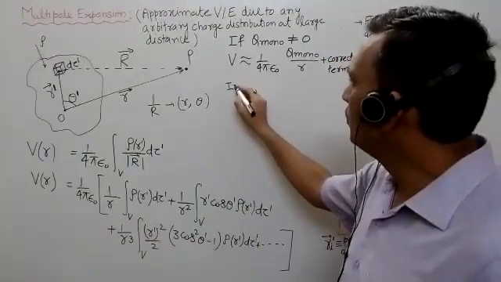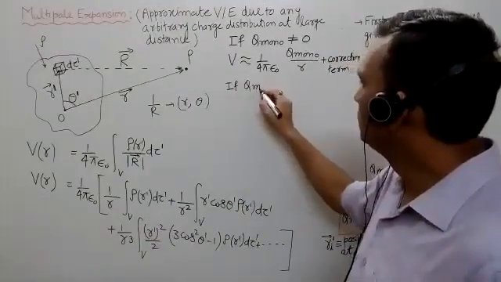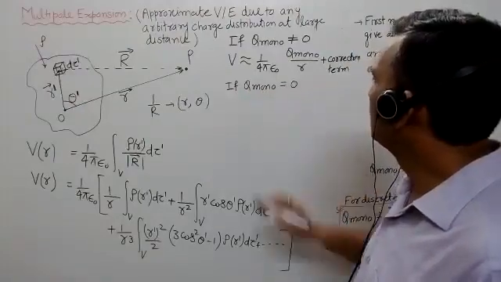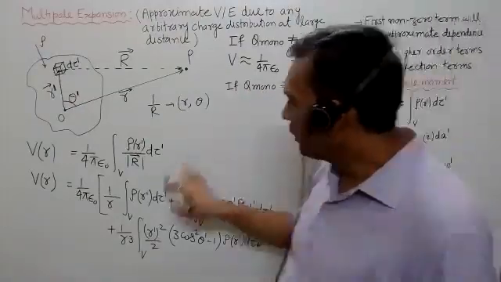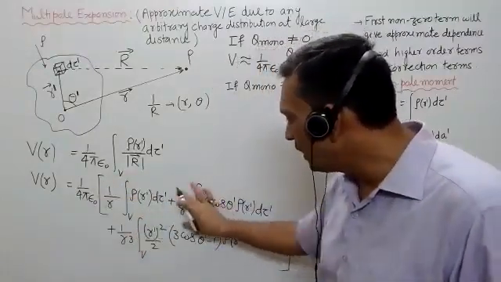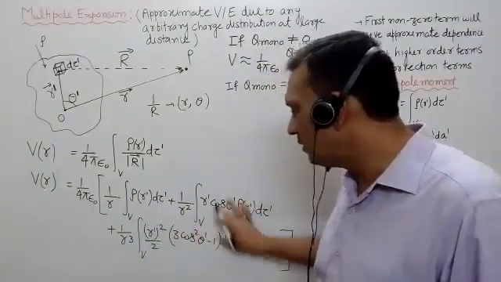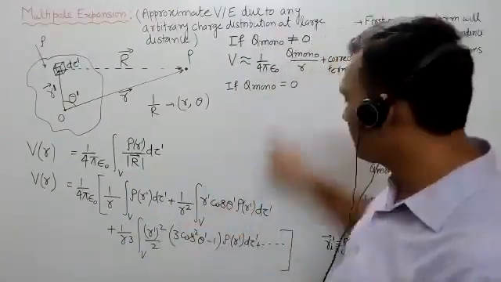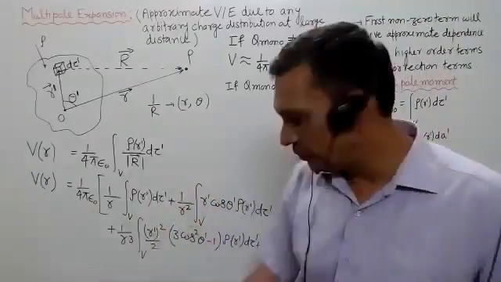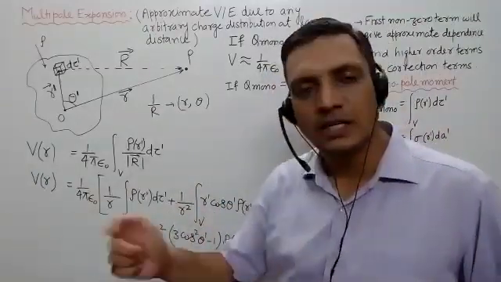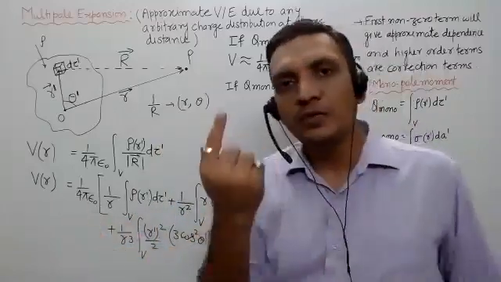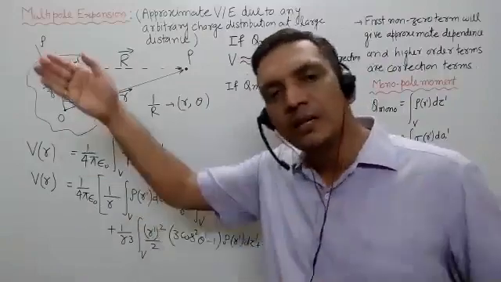But if Q mono is 0, the first term will give you the approximate dependence, and the other terms you calculate are the correction terms. For example, in this case the dipole term is the first correction term, the quadrupole term is the second correction term, and so on. Because you have an infinite number of terms and you will get only one non-zero term, the other terms are correction terms.